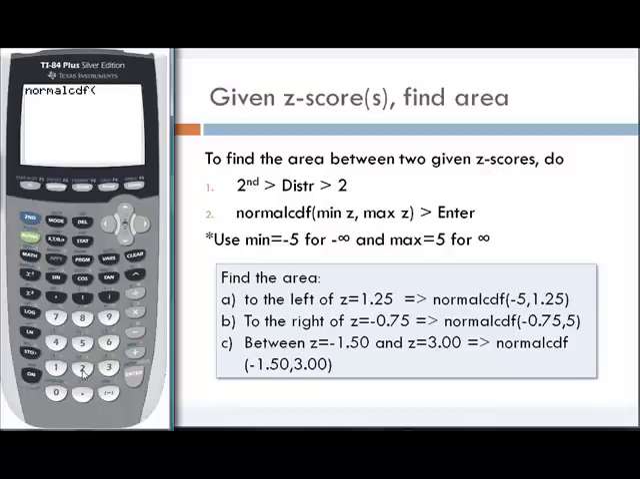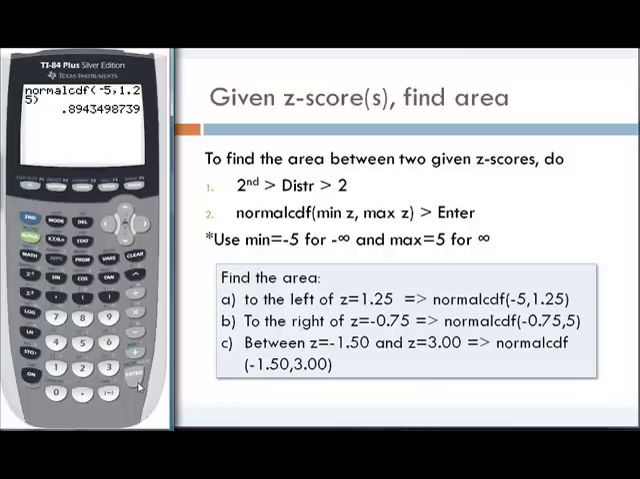So here, if we want to find the area to the left of z equals 1.25, we could just use -5, comma, 1.25. That will give us 0.8943. That means that 89.43% of our data lies to the left of a z-score of 1.25.